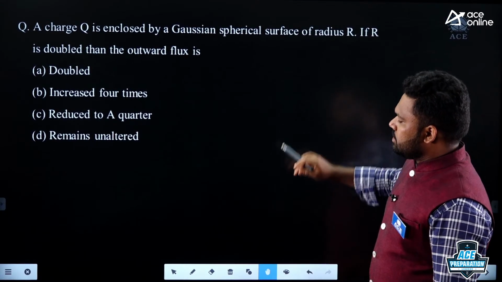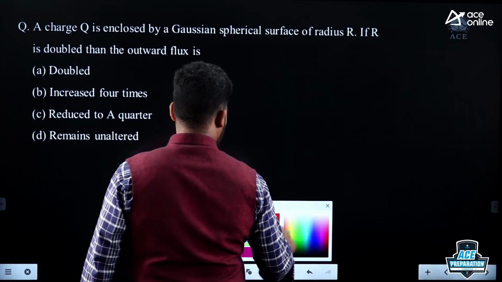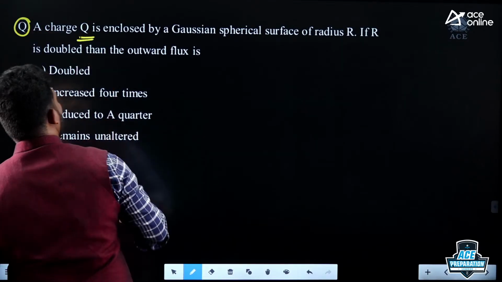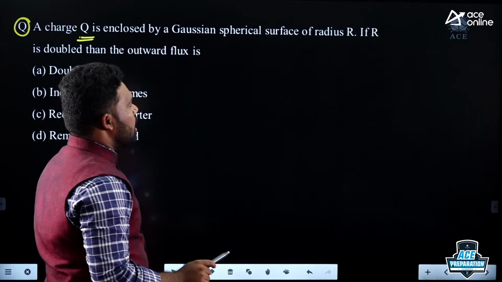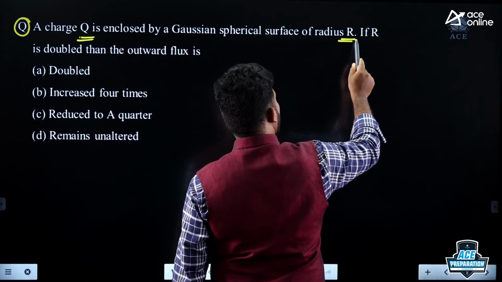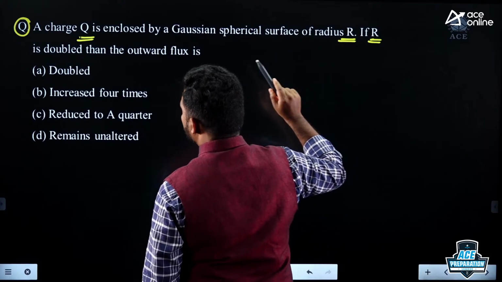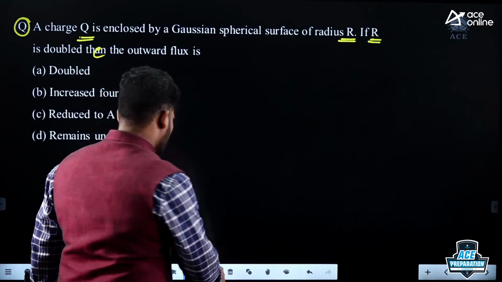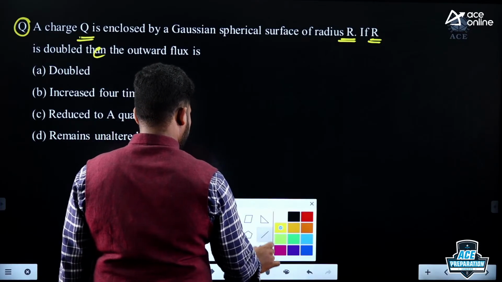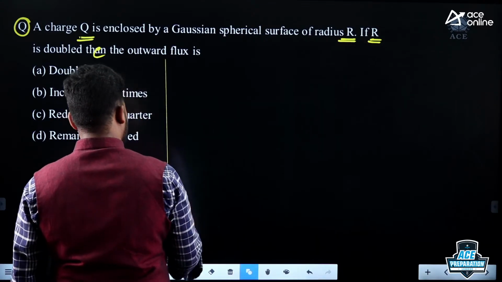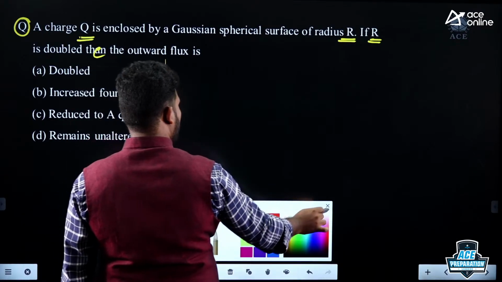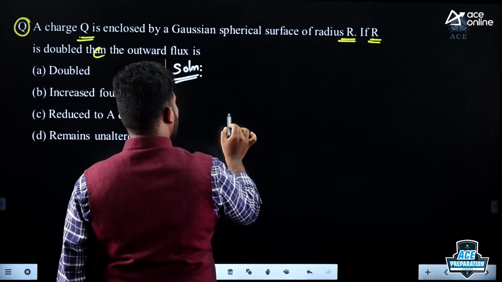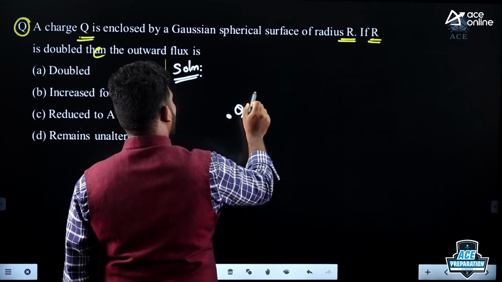This is one of your previous questions. Very simple question. You just should know the concepts here. Charge Q is enclosed by the Gaussian spherical surface of radius r. If r is doubled, then the outward flux is. Let me show you with the help of diagrams here. What is he saying? There is a charge Q here. Now this is enclosed with the sphere.